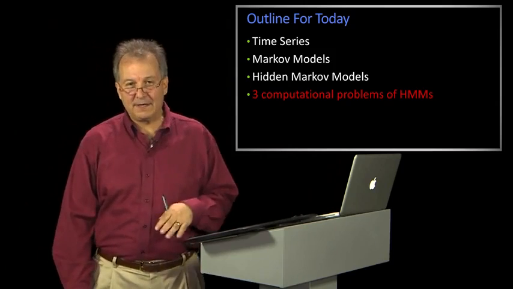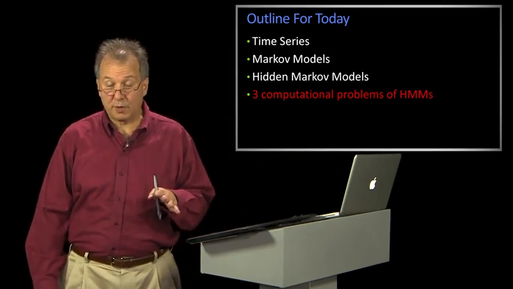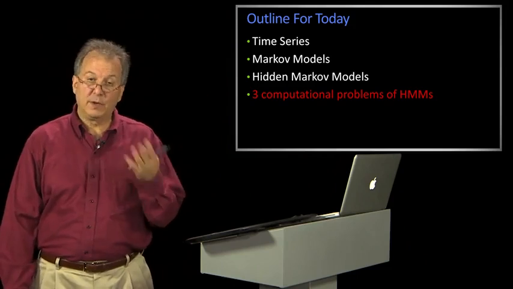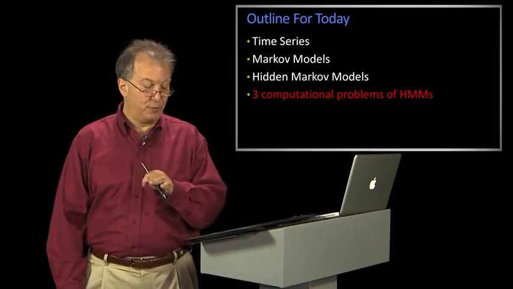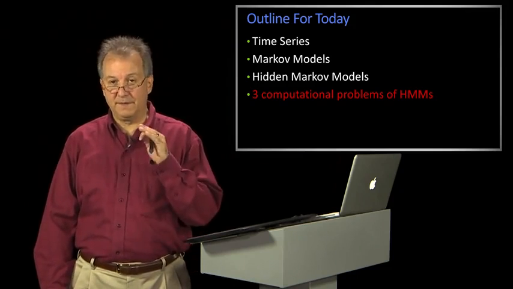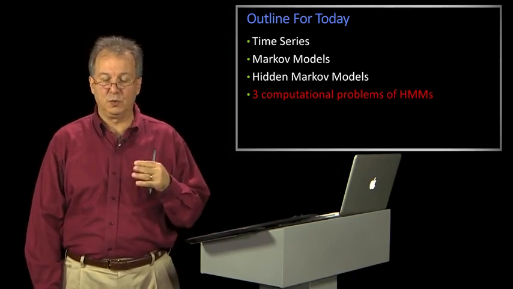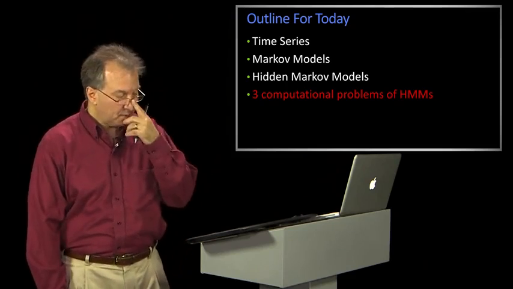So what we've done is lay out the general idea of a Markov process, a Markov system, and also a hidden Markov model. What I want to do now is talk about the three computational problems of hidden Markov models, and then we'll talk about a simple application of this to computer vision.